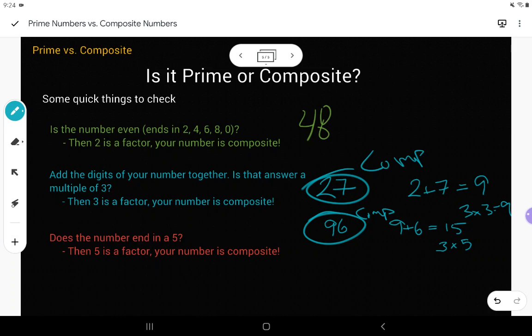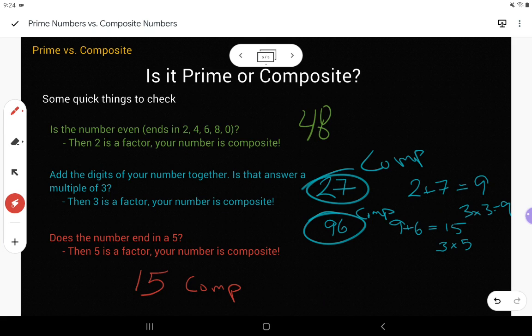Another quick one you can do is, does the number end in 5? So our example we had earlier, 15. Yeah, I can divide by 5 because it ends in a 5. So this one I know already is composite. So there's some quick tricks that you can use instead of just dividing by every single number to see, because sometimes that can be a pain and it takes a long time.